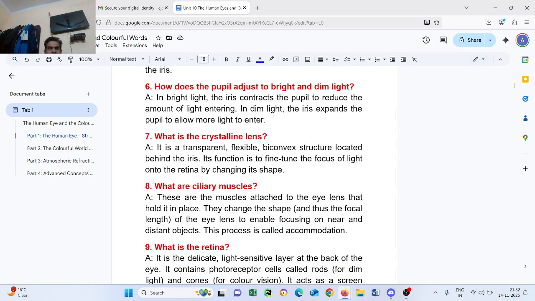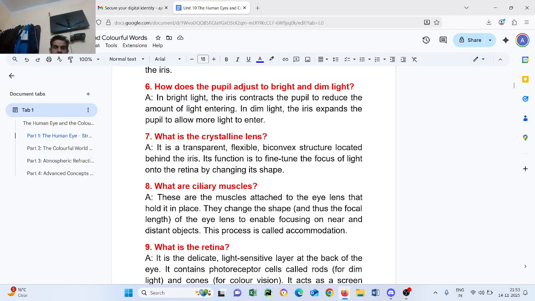Question number 8. What are ciliary muscles? These are the muscles attached to the eye's lens that hold it in place. They change the shape and thus the focal length of the eye's lens to enable focusing on near and distant objects. This process is called accommodation.